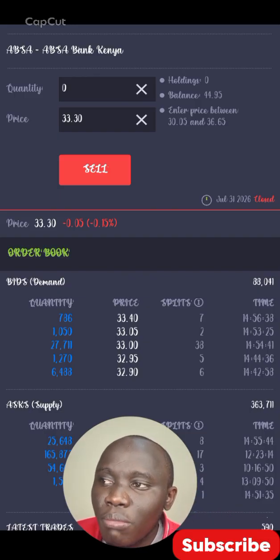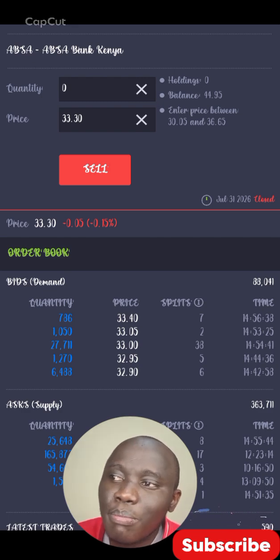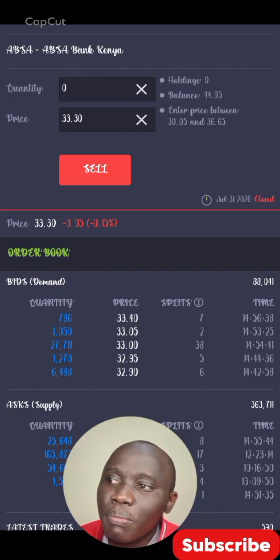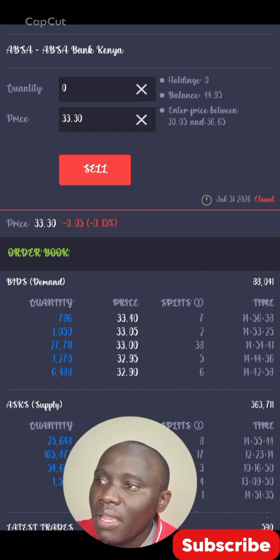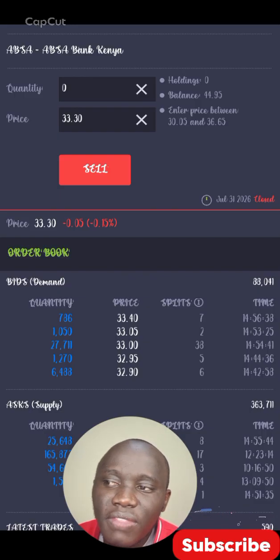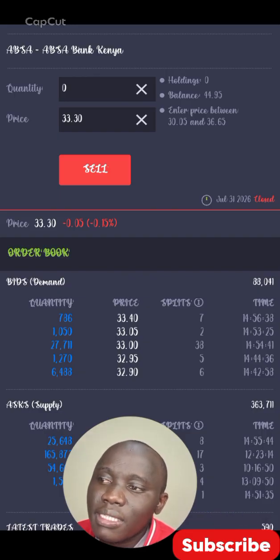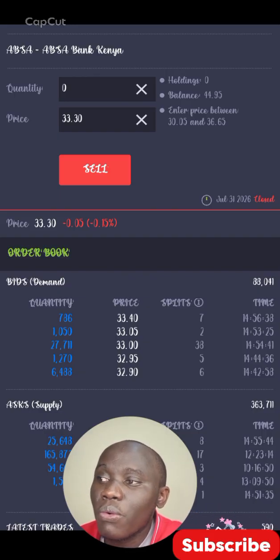So the people are willing to buy the shares at 33.40, 33.05, 33 flat, 32.95, 32.90. So that is it. That is what people want to buy. But what are people willing to sell at? So the people are willing to sell at 33.45, 33.50, 33.60, 33.70, 33.90. That is what people are asking. Those are people who are selling.